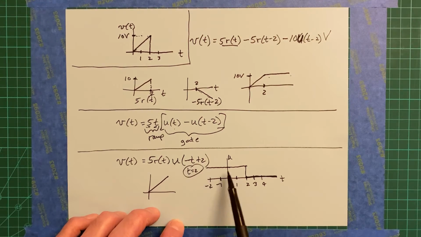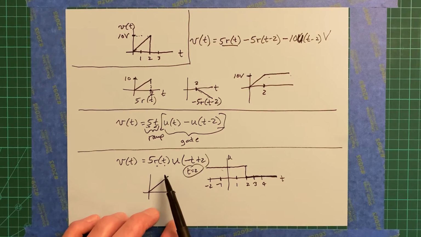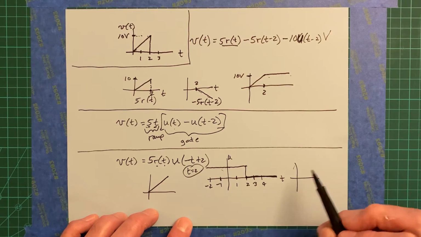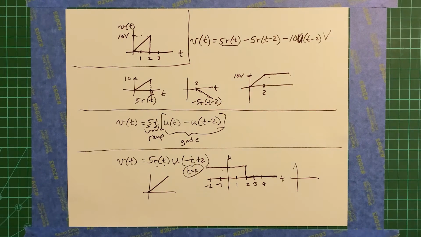Okay, but you might say, doesn't this part back here play a role? Well, no, because the ramp itself doesn't turn on until t equals 0. Before t equals 0, the ramp is defined as 0. So the ramp is doing that. Multiply by that, and the net effect is we end up with this right here. So there's another way to do exactly the same thing.